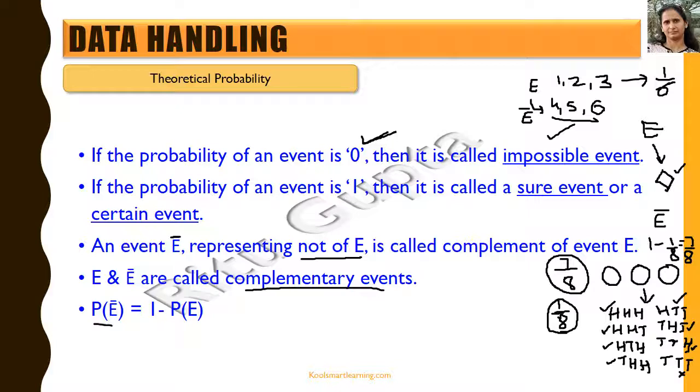Because by using this formula where we say the probability of the complementary event is 1 minus the probability of the event. This is what we've done. 1 minus 1 by 8 gives us 7 by 8. Because if the two events are complementary, that would mean that their sum would be 1.